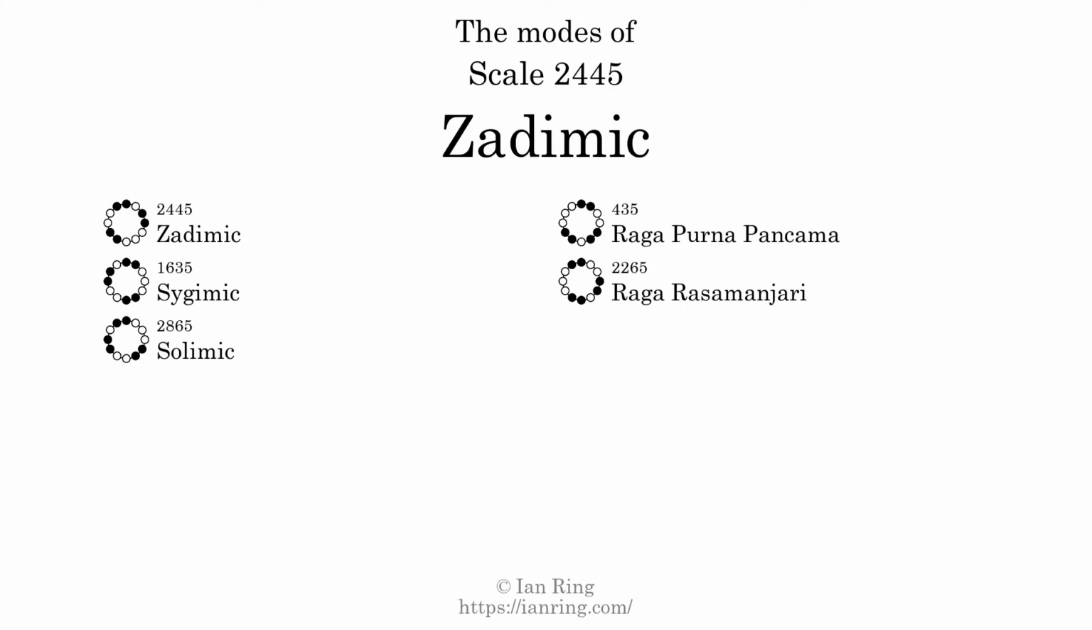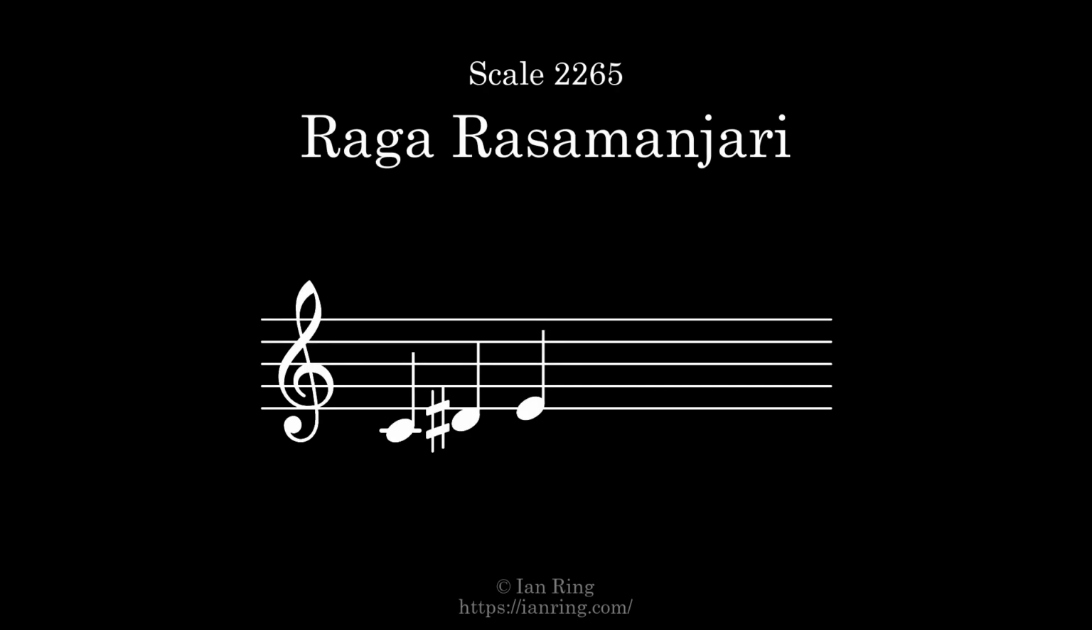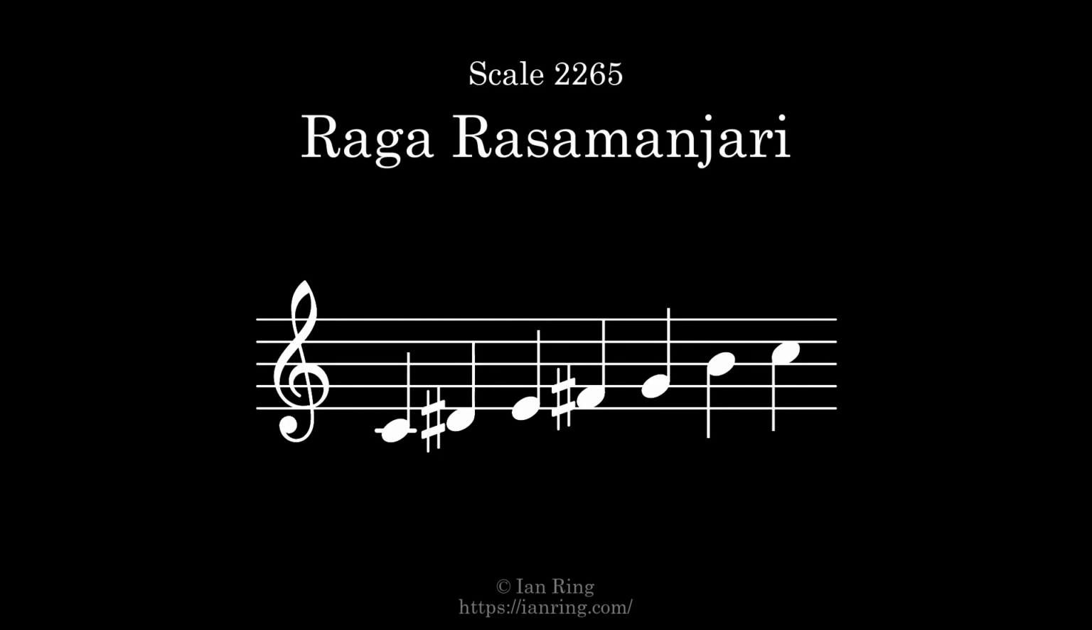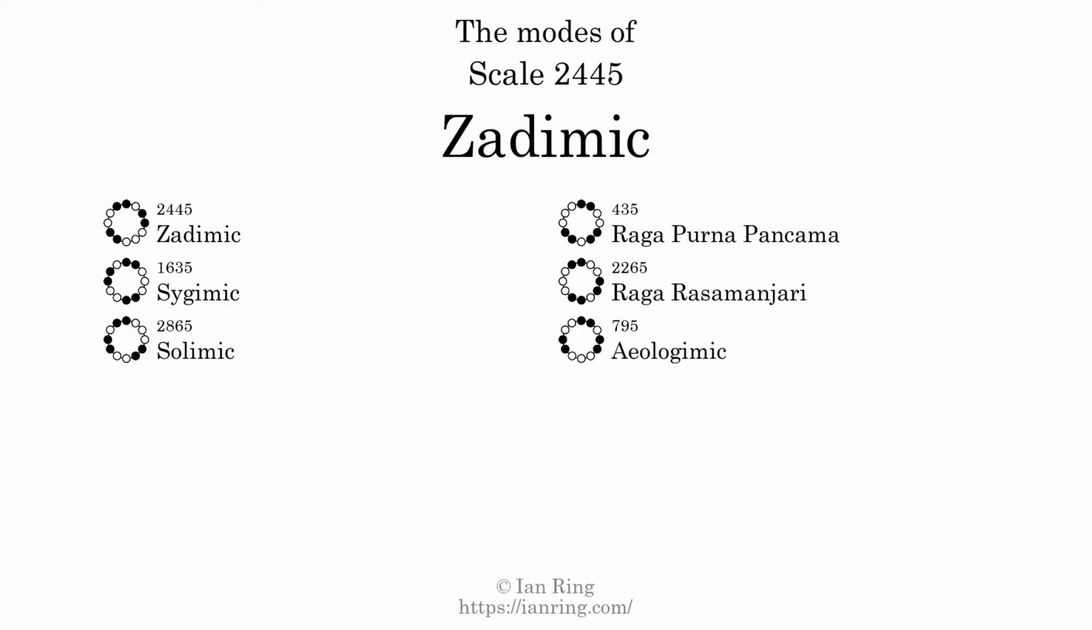The fifth mode is scale 2265, also known as Raga Rasamanjari. It sounds like this. The sixth and last mode is scale 795, also known as Zadimic. It sounds like this.